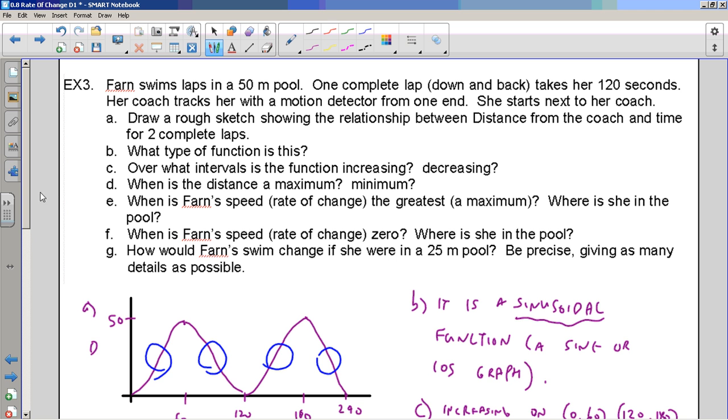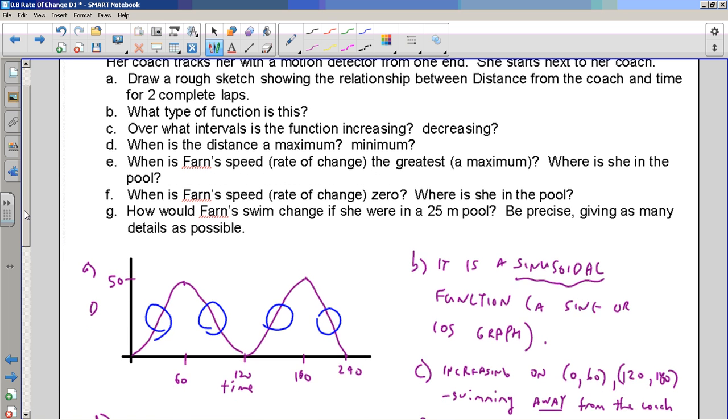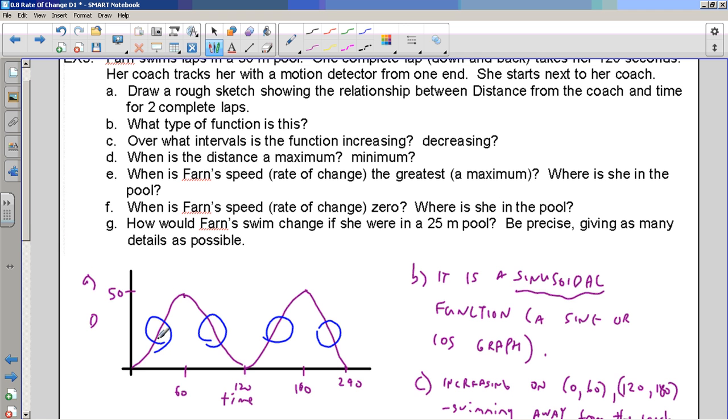This is Farn swimming back and forth in a pool. Draw a rough sketch, and hopefully your rough sketch looked something like this. Yours might not be as curvy as mine, but certainly when she gets near the wall, she has to slow down. It's not like she bounces off the wall, right? So there's going to be a little bit of a slowing down there. What type of function is this? Probably some sort of sine function back and forth.